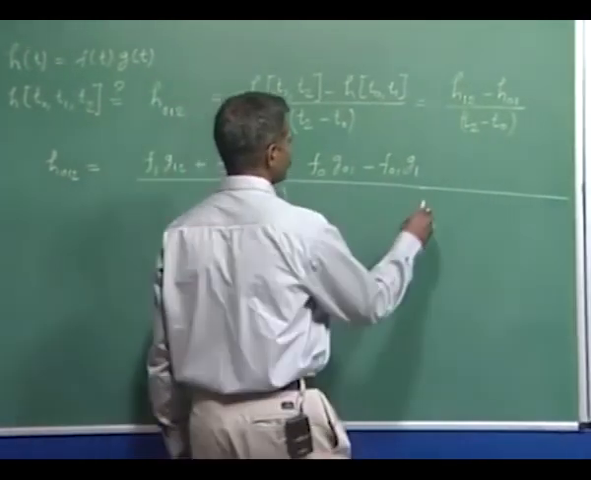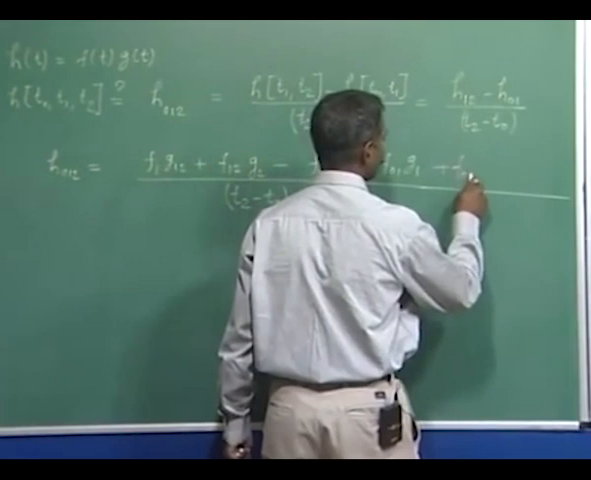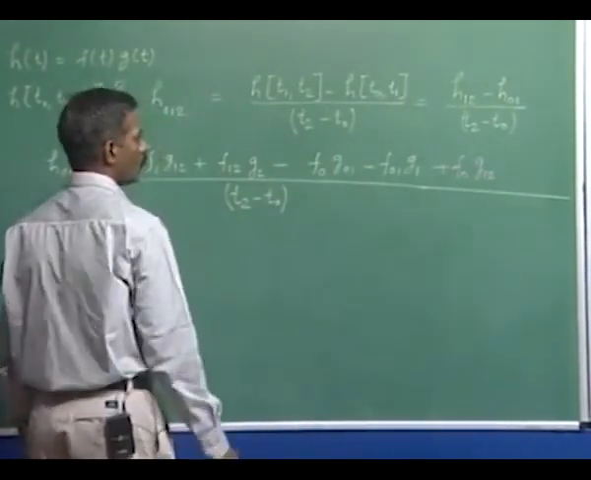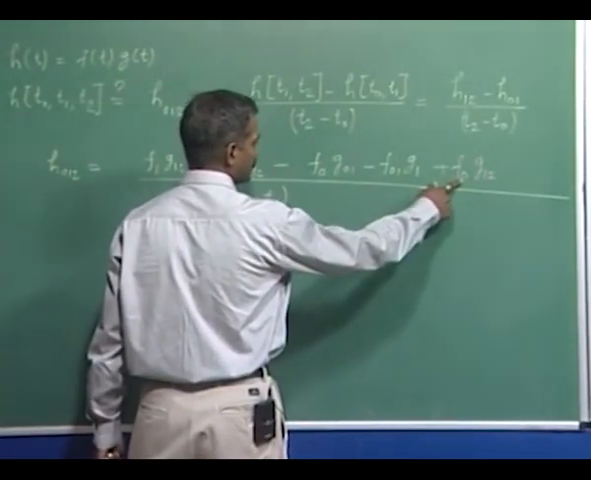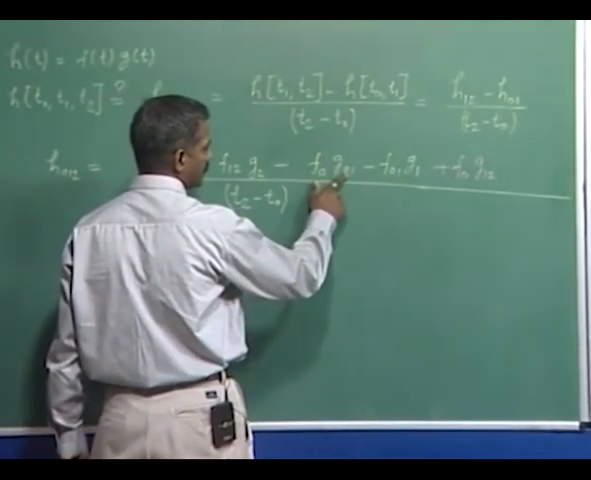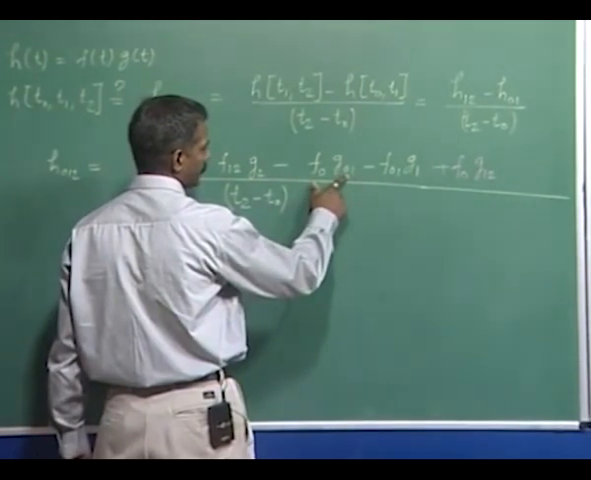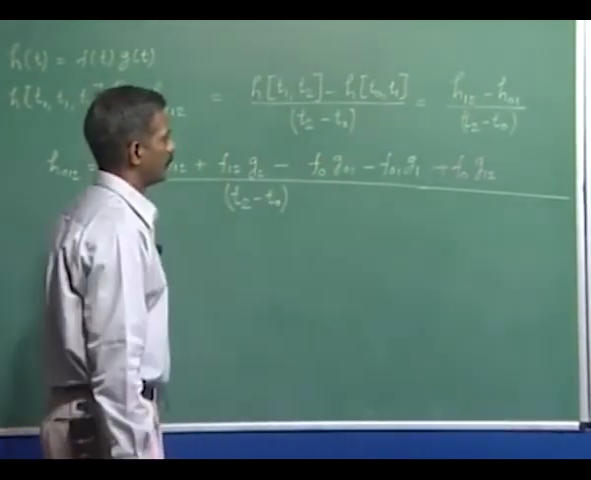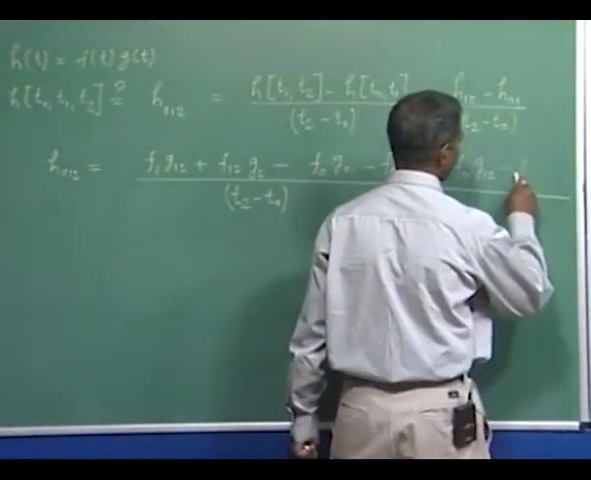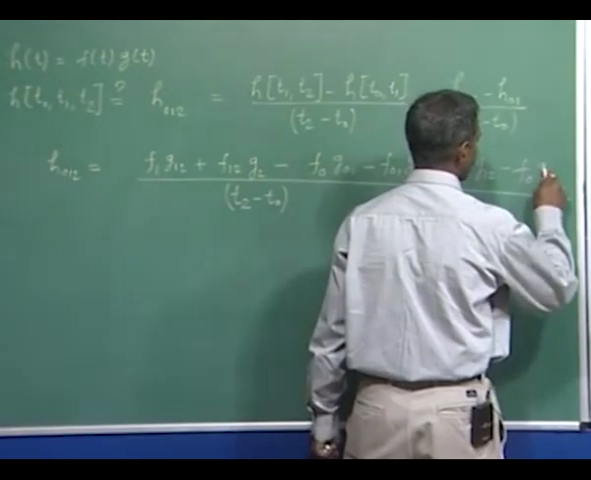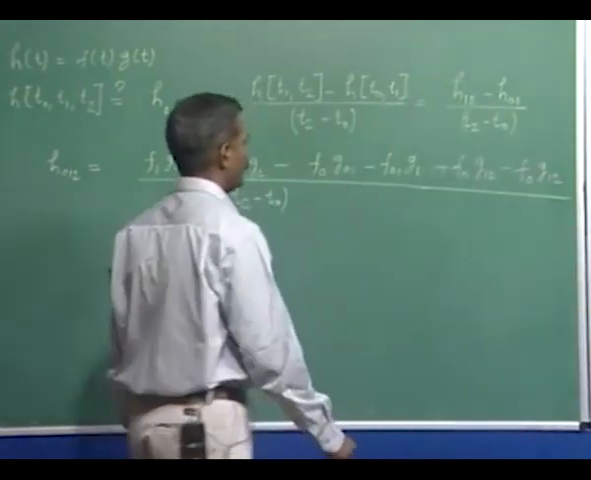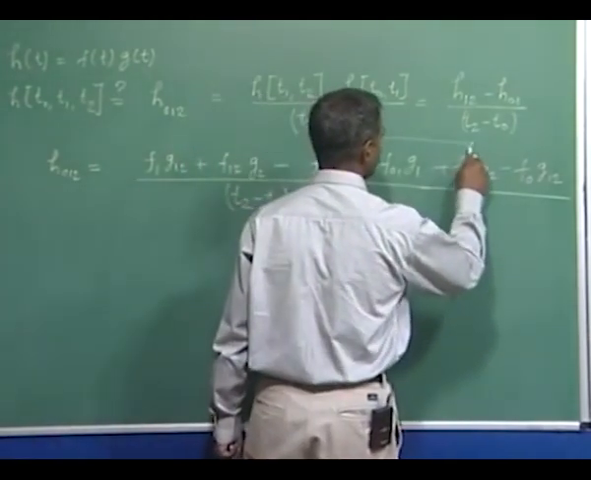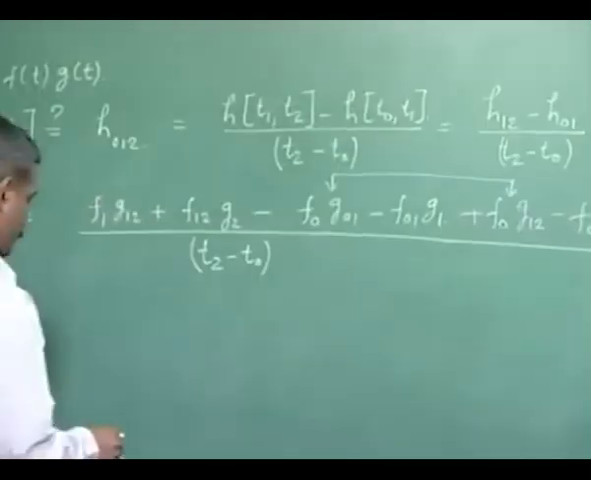Let's say I add plus F0 G12. Now what I intend to do is extract the second divided difference in G, and that's the reason why I've added F0 G12. I need to subtract the same term F0 G12, and let's see what happens. If I combine these two terms, what do I have?